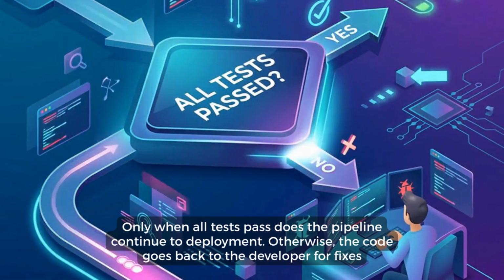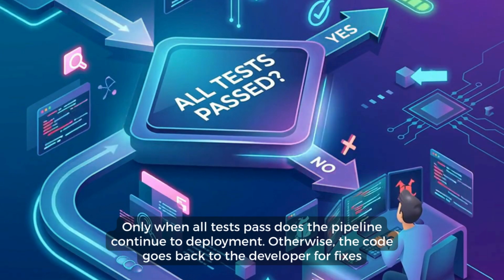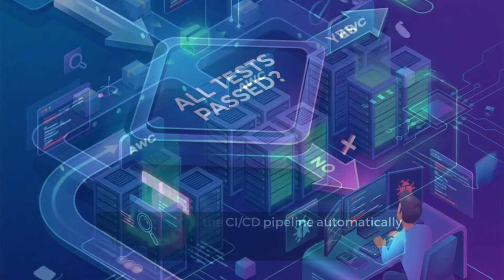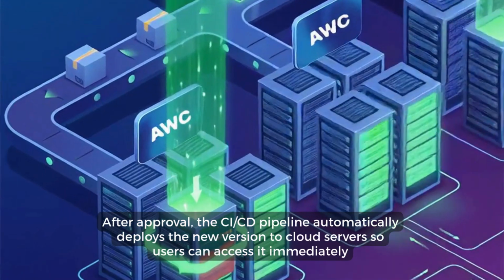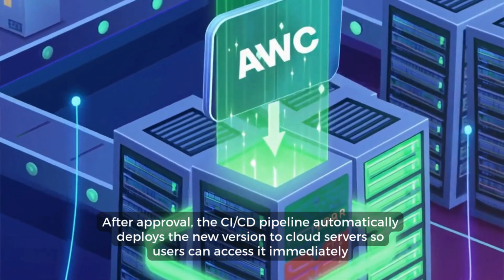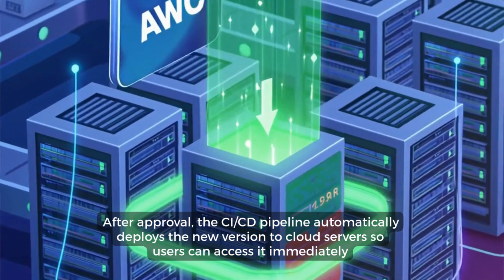Only when all tests pass does the pipeline continue to deployment. Otherwise, the code goes back to the developer for fixes. After approval, the CI/CD pipeline automatically deploys the new version to cloud servers so users can access it immediately.